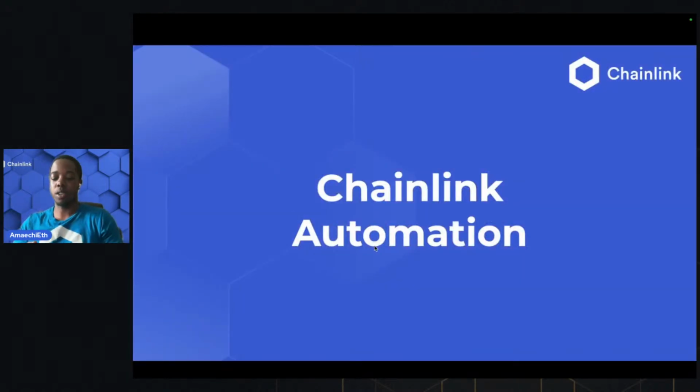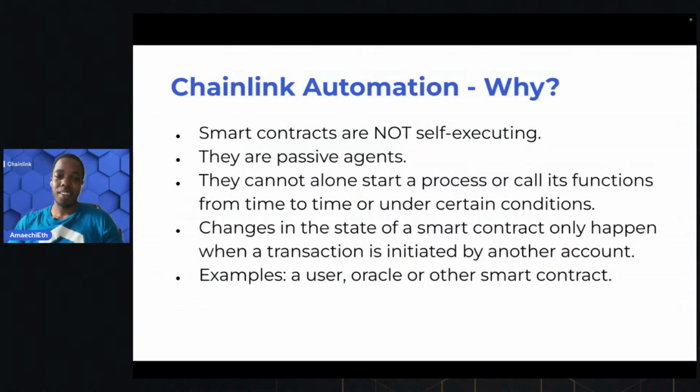Chainlink Automation. So how does Chainlink Automation actually play a role in this? Well, we know that smart contracts cannot execute themselves, they're passive. So what this means is that the smart contract itself is not going to be able to call its own functions without any external input. So we need a transaction to be initiated, whether it's by another user, by an oracle in Chainlink's Oracle network, or another smart contract, but something has to call our smart contract to make an update.